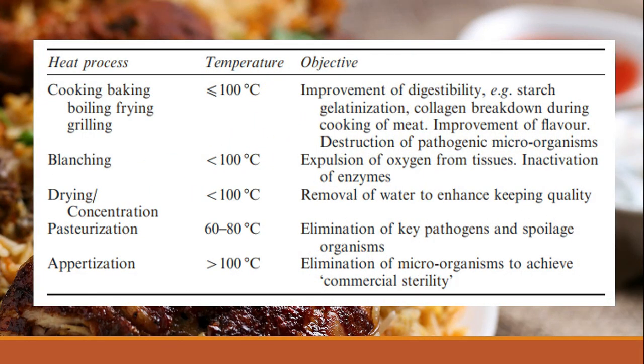And in this chart we can see the different heat processes, temperatures and objectives. Cooking, baking, boiling, frying, grilling: the temperature should be less than or equal to 100 degrees Celsius. And in the case of blanching, less than 100 degrees Celsius, for expulsion of oxygen from tissues and inactivation of enzymes. And drying, concentration and pasteurization we will discuss in later slides.